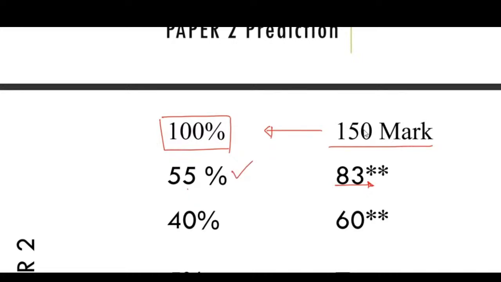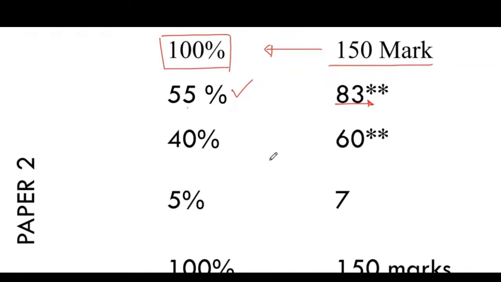And this will come from measurements. Then 40% will come from maps and plans. 5% will be the probability. Now, when you add these, you end up having 150. And when you add these percentages, you end up having 100. All right, let's see how it's split.